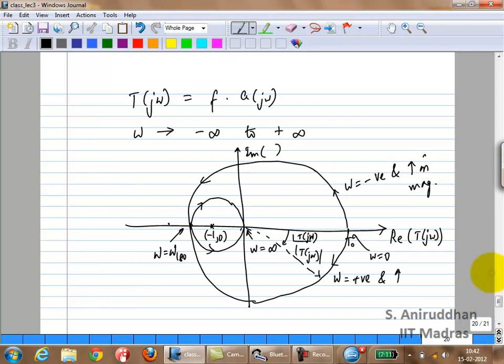What is the significance of this -1, 0? Closed loop is 1 plus T. So what that means is, if the Nyquist plot goes through -1, 0, what can you say about the system? It will actually have poles on the j omega axis.